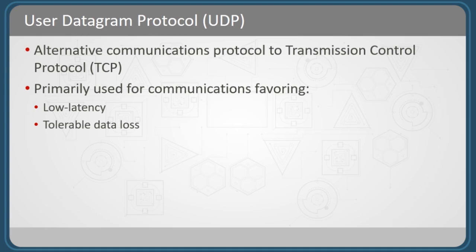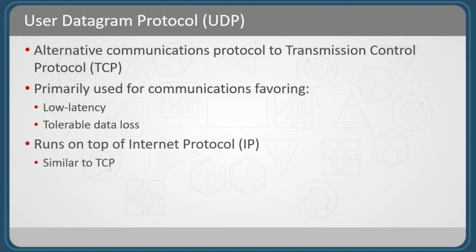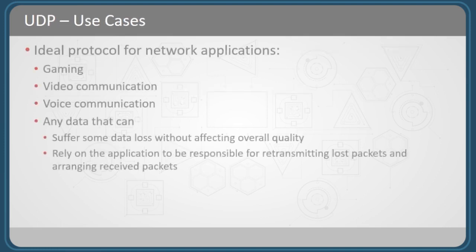And you might think, well, when is it okay to lose data? But there are situations where it's not that big a deal. Now, it still runs on top of IP. In other words, it is a transport layer protocol similar to TCP, so IP is still required for addressing and routing. So the choice then really is which transport protocol to use.